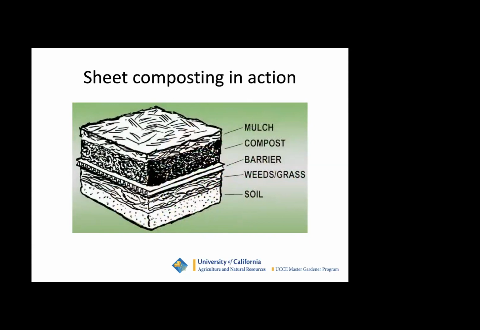Sheet mulching is a technique of laying cardboard or newspaper over an existing lawn and then topping it off with wood mulch. The layers break down naturally to feed the soil with microbes, creating a vibrant ecosystem which is going to give you healthier soil and plants.